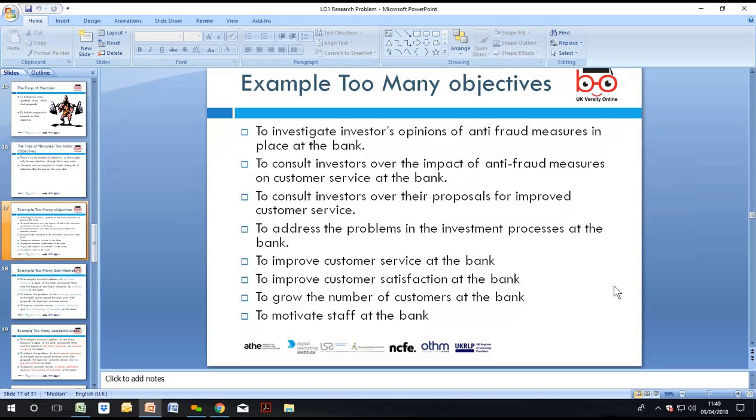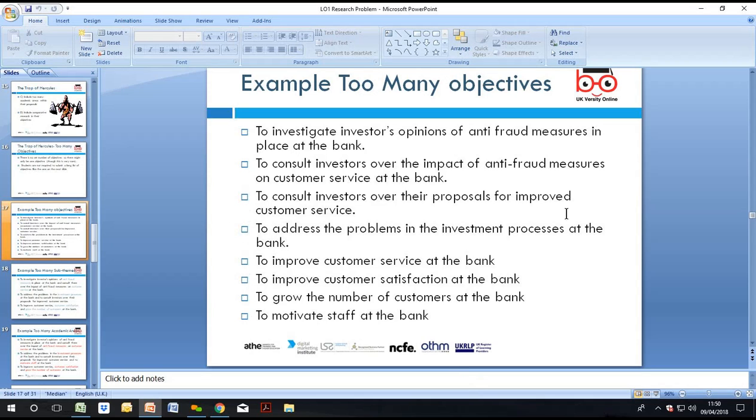Examples of too many objectives. To investigate investors' opinions of anti-fraud measures in place at a bank. Consulting investors over the impact of anti-fraud measures on customers. To consult investors over their proposals for improved customer service. To address the problems in the investment process at the bank. To improve customer service at the bank. To improve customer satisfaction at the bank. To grow the number of customers at a bank. To motivate staff at the bank. So there you've got, you're trying to address eight proposals.